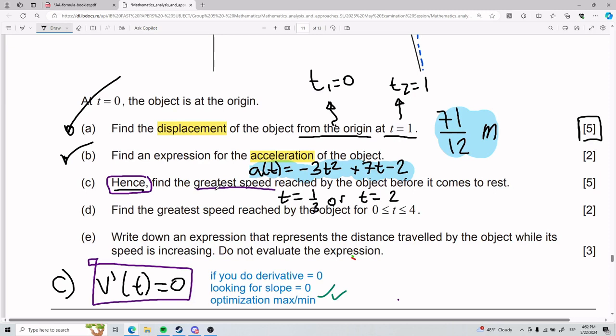And so from here, what you've got to do is plug in t equals 1 over 3 into one of your formulas to see what speed you get, right? And t equals 2 as well, to see what speed you get.